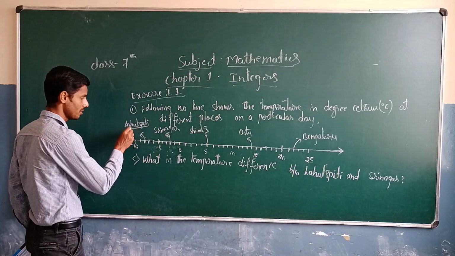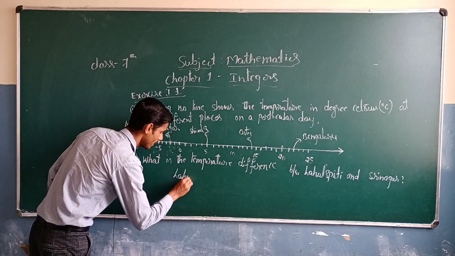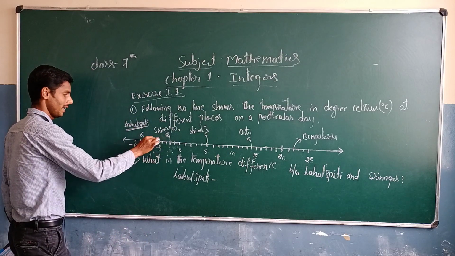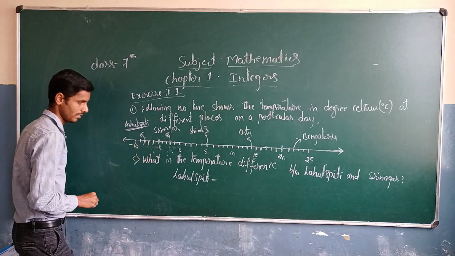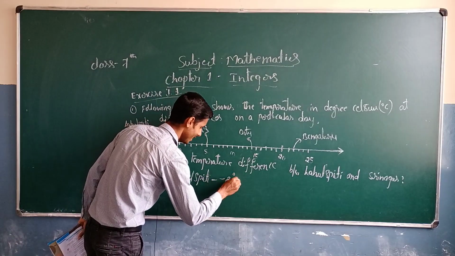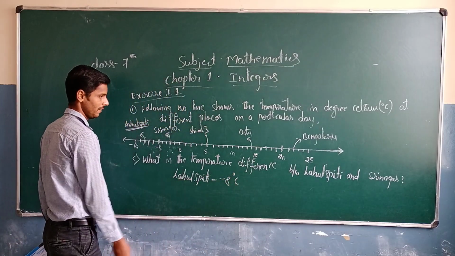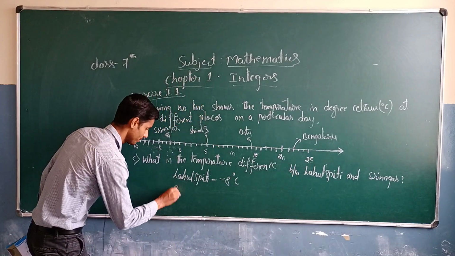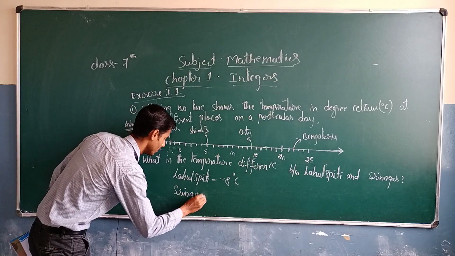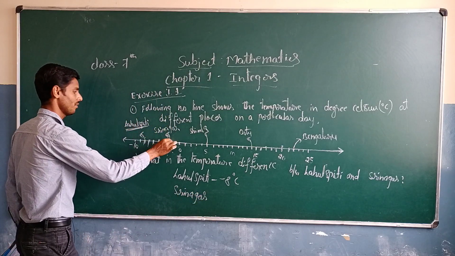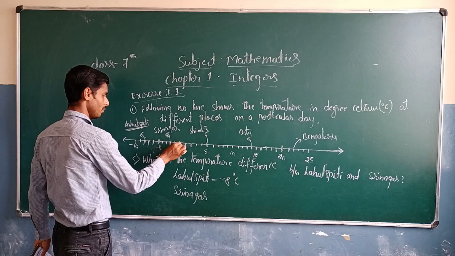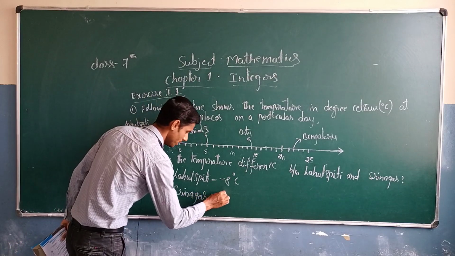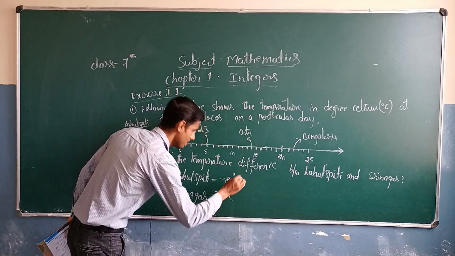So, what is the temperature of Lahaul Spiti? See, this is -5, -6, -7, -8. So -8 degrees Celsius. This is the temperature of Lahaul Spiti. We have to find out the temperature difference between Lahaul Spiti and Srinagar. So what is the temperature of Srinagar? This is 0. When we move to the left side, we have negative values. This is -1, -2. So therefore -2 degrees Celsius.